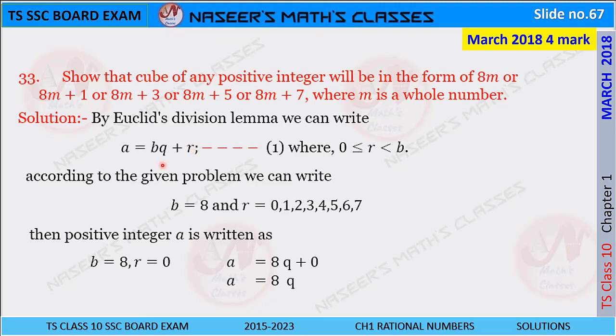We already know that by Euclid's division lemma we can write a is equal to bq plus r and the condition is 0 less than or equal to r less than b. Let this one be equation 1. According to the given problem we can take b is equal to 8, then we can write r is equal to 0 to 7. First we substitute b is equal to 8 and r is equal to 0 in equation 1. Then equation 1 is written as a is equal to 8q plus 0, then we get a is equal to 8q.